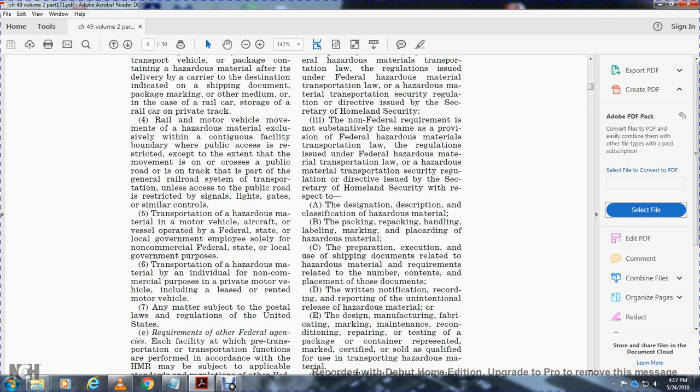Transportation of hazardous material in motor vehicles, aircraft, vehicles, or vessels operated by federal, state, or local government employees solely for a non-commercial federal, state, or local government purpose.